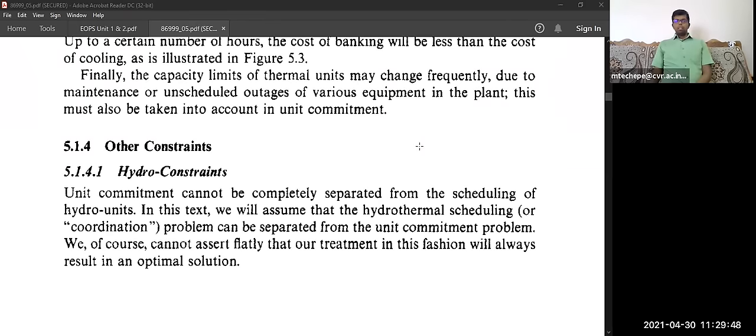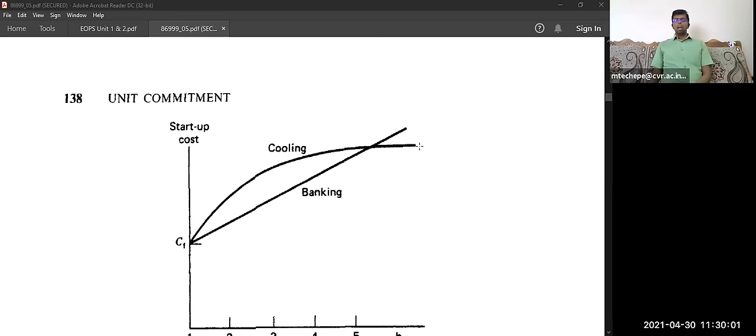So next constraint is hydro constraints. We can't talk only about thermal generating units. That may be hydrothermal. Hydrothermal constraints also come into account.